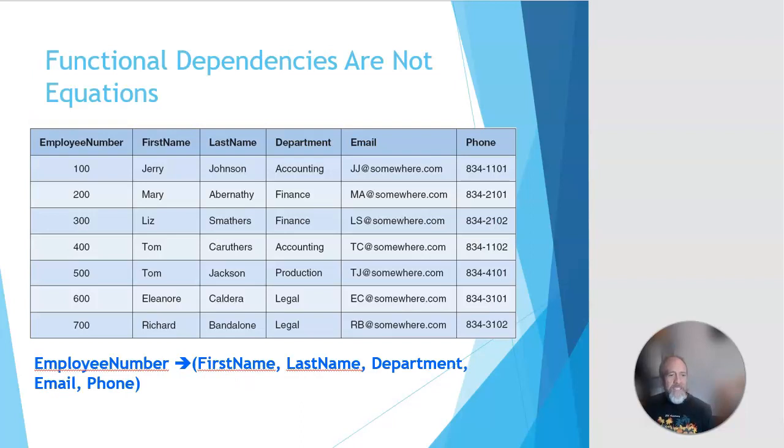Now, they're not necessarily equations. We have an annotation to easily put them, say. We can say that employee number, and then that good old arrow, is a functional determinant of first name, last name, department, email, and phone. Department is not the determinant. Employee number is not dependent upon the department. There can be other employees. Now, it seems simple. I'm trying not to confuse you. It really is that simple.